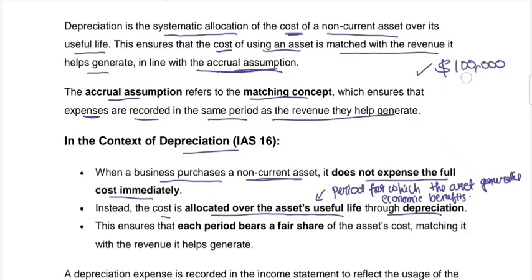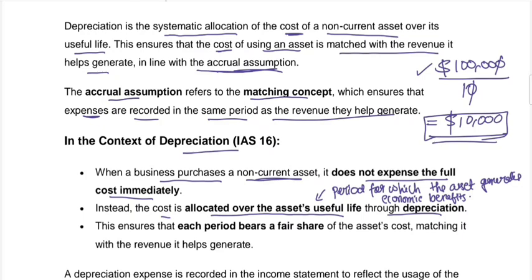So if it is 100,000, this is the value of the non-current asset, and you will divide it over its useful life, which is the period for which the asset is going to generate economic benefits for you, and you will distribute this cost across these years. So basically, this is going to give you $10,000. This is the depreciation charge which will be made every single year to the profit or loss statement.